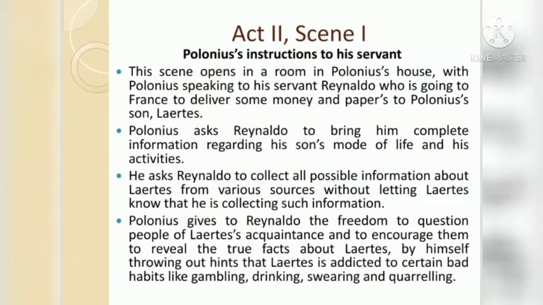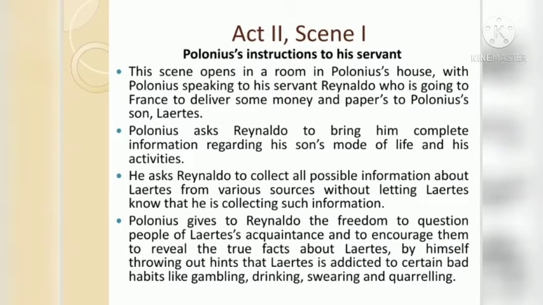Polonius gives Rinaldo the freedom to question people of Laertes' acquaintance and to encourage them to reveal the true facts about Laertes by himself throwing out hints that Laertes is addicted to certain bad habits like gambling, drinking, swearing, and quarreling. What a commitment to his son, right? Polonius wants Rinaldo to spy on his son Laertes.